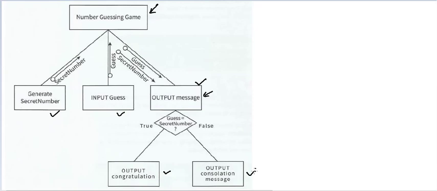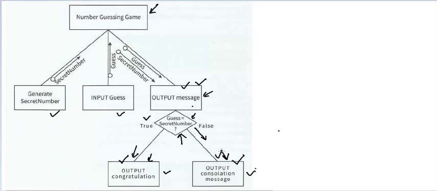Okay, now in this diagram what we also see is this diamond shape, which means what? Output message is a module which may place a call to the output congratulations module, or output message may place a call to the output consolation message module, right? So it can place a call to this module or this module based on a condition, and the condition has been given here. If guess equals secret number, the user has made a guess, right? And if the guess that the user made equals the secret number, if that condition is true, then this module gets called. However, if the user made the wrong guess and the guess was not equal to secret number, then this module gets called, right? This one. Okay, so this is a simple game.